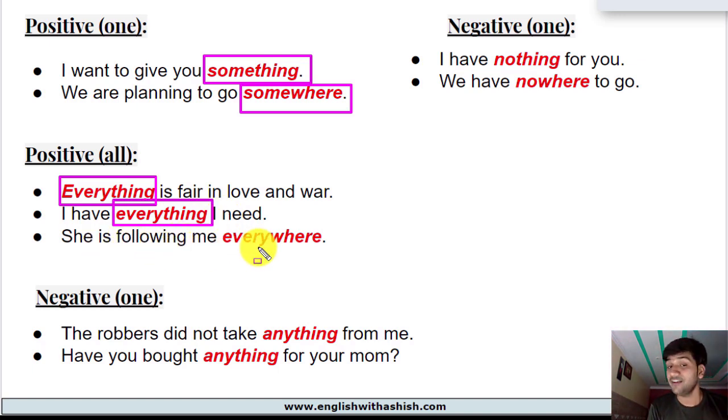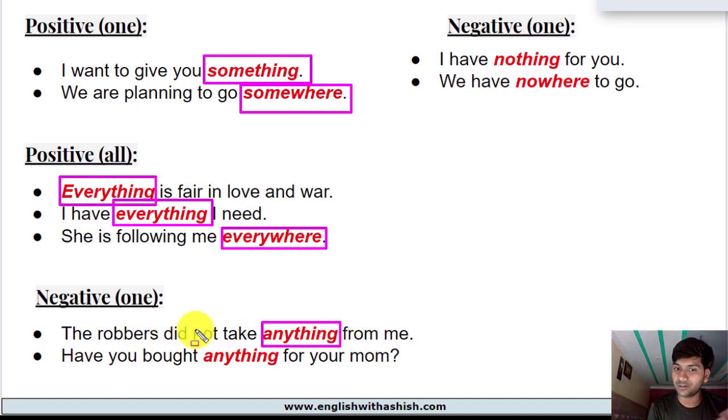She is following me everywhere. She is following me where? Everywhere. All the places. Right? Okay. Any. Anything, anywhere. The robbers did not take anything from me. Nothing. Did not take anything from me.